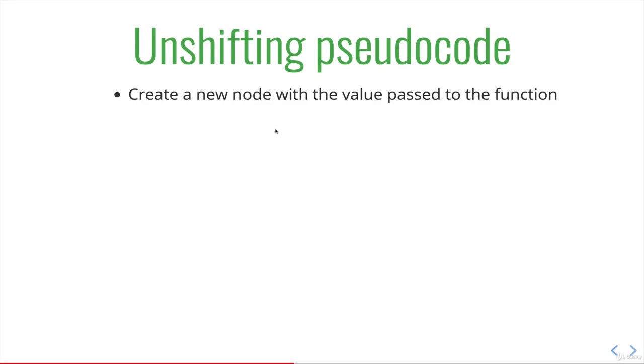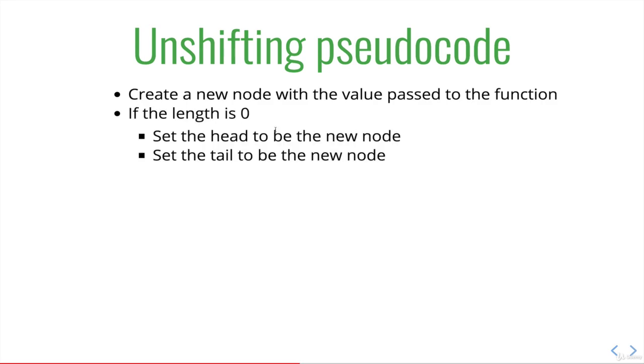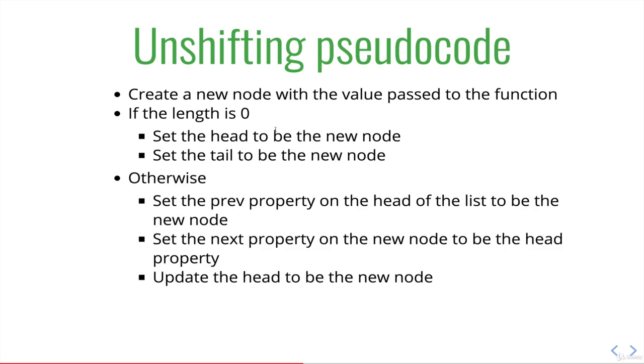All right, so here's the pseudocode. Create a new node with the value that's passed in. If the length is 0, if it's empty, set the head and the tail to be that new node. Otherwise, we'll set the previous property on the head to be the new node. Then we set the next property on the new node to be the current head. And then finally, we move the head label. We make the head the new node. We shift it over, or unshift it over. And then we increment the length and then return the list.